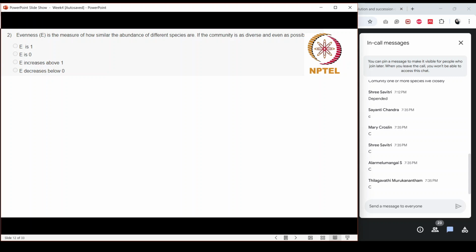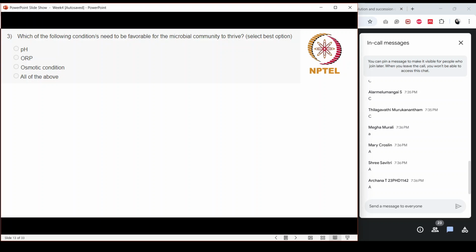The next question is, evenness E is the measure of how similar the abundance of different species are. If the community is as diverse and even as possible, so the community is evenly diverse, what will be the value of E, evenness? We'll see the answer. So E is 1. Yes, option A is correct.